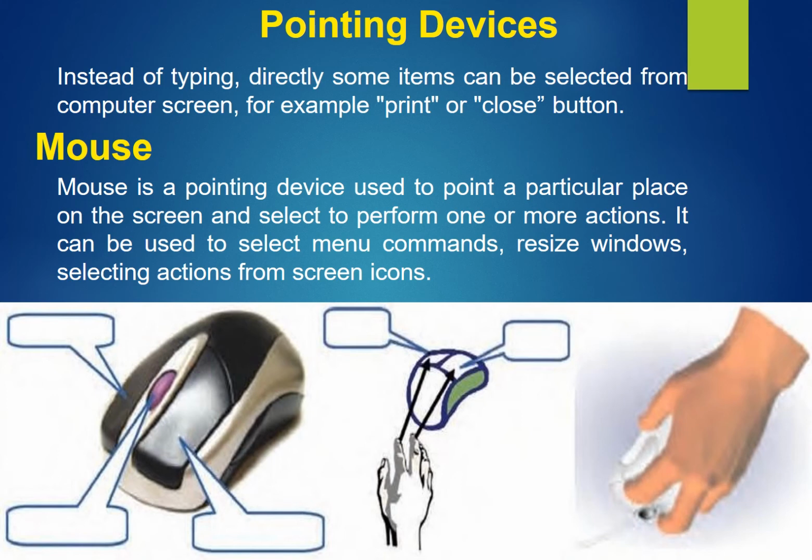The below picture shows about mouse operation. Put the right hand on the mouse. The index finger goes on the left button and the middle finger goes on the right button. Hold the mouse with thumb and ring finger. To click, press the mouse button lightly and release it immediately.